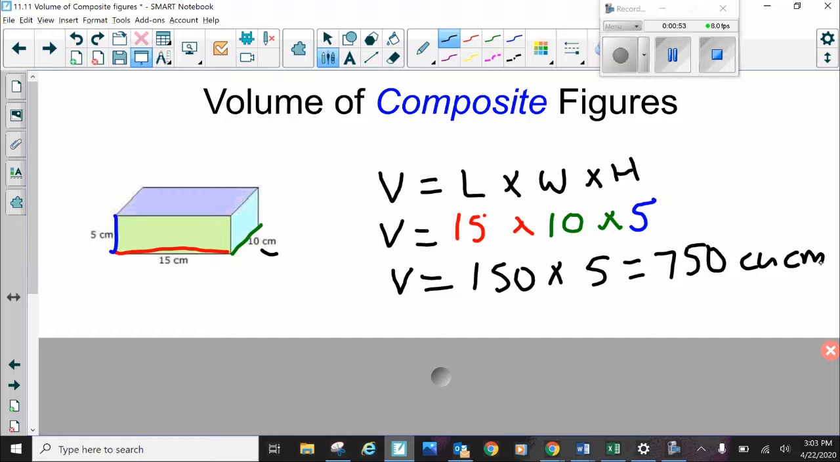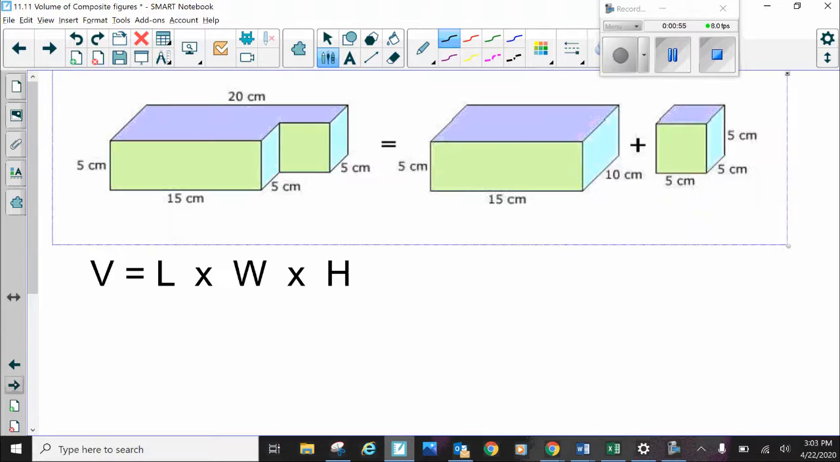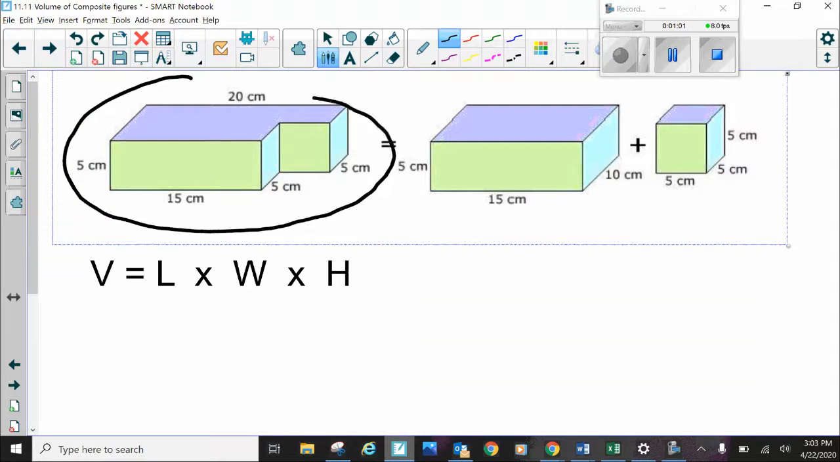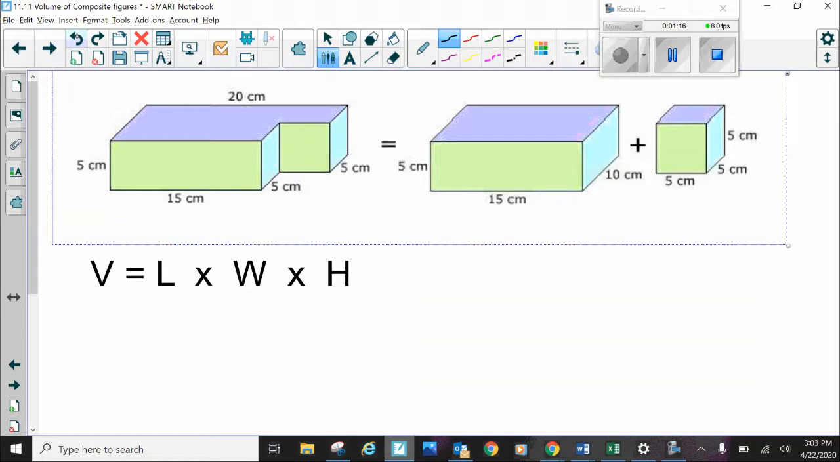So back to this idea of a composite figure. Well, a composite figure, that's what a composite figure is. It's this figure right here. And you can see that that figure is not a rectangular prism. It does not have a length, a width, and a height like our traditional rectangular prism. But the good news is we can use that volume equals length times width times height on this shape. But first we have to do something.